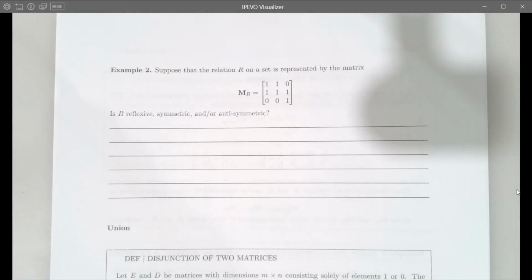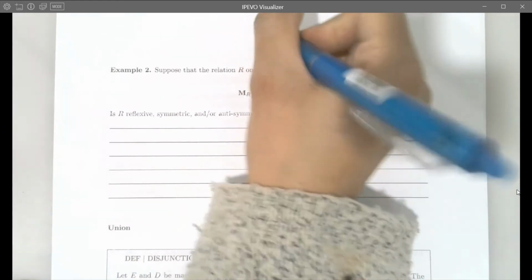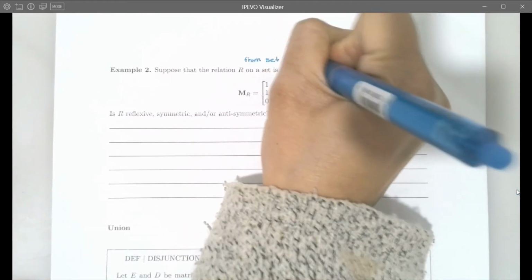So we're now going to apply those properties that we saw of a matrix representing a relation onto example number 2. In example number 2, it reads, suppose that the relation R in a set is represented by the matrix MR. Is R reflexive, symmetric, and/or antisymmetric? One thing they don't mention here is what the domain and codomain of the relation are. We're going to take it that it's from a set A to a set A, since we have the same number of rows and the same number of columns. And so I'll just include here from set A to set A.